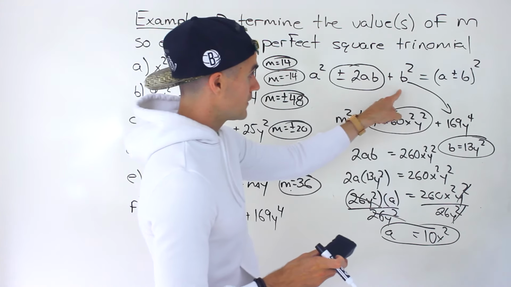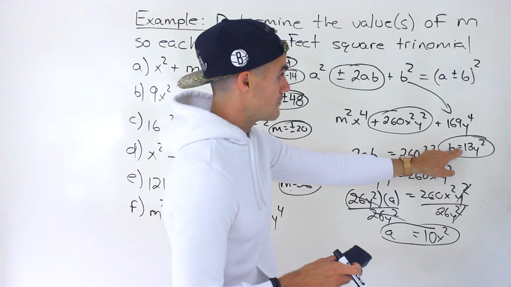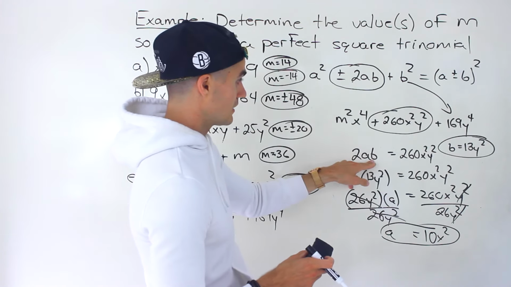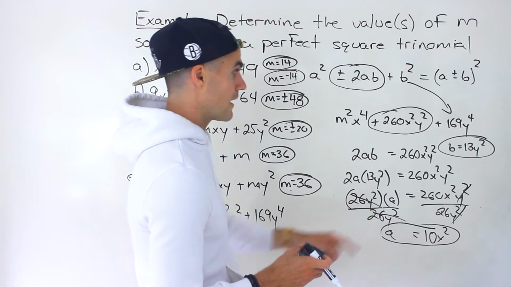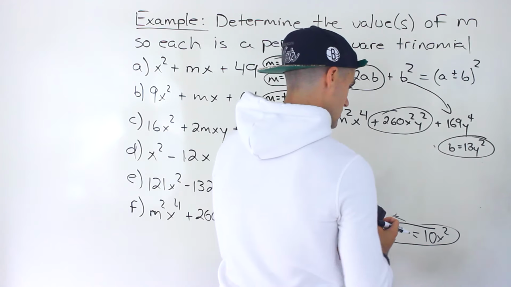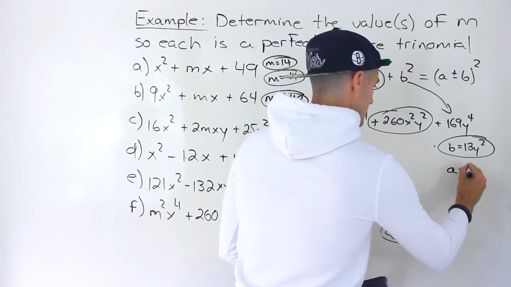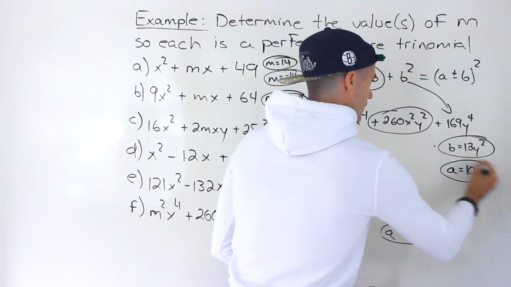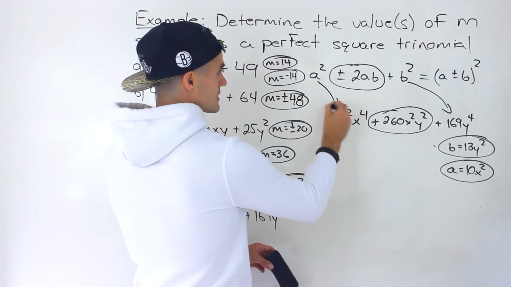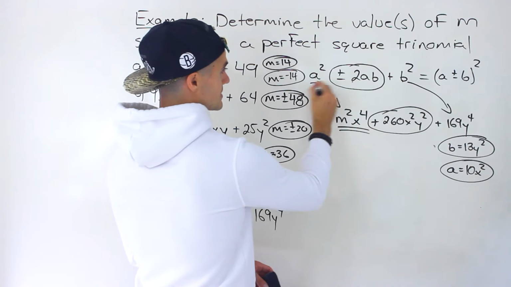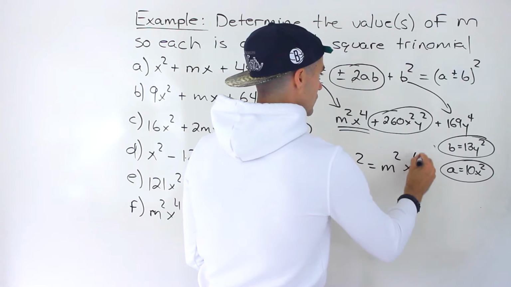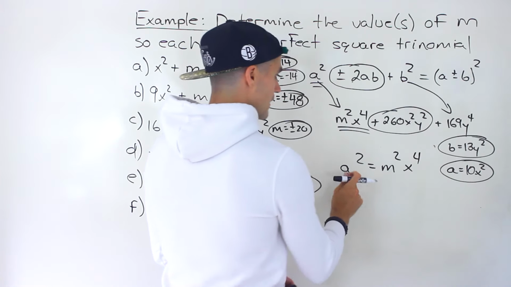So one more time, we got the b value here. Then we took that b value, because we knew this and this have to be the same, we plugged it in here in order to solve for our a value. And now let's write our a value. So it's 10x squared. So that's the next step. And now that we have our a value, we know that this entire thing has to equal a squared. So a squared has to equal m squared x to the 4. Plug in this a value here.